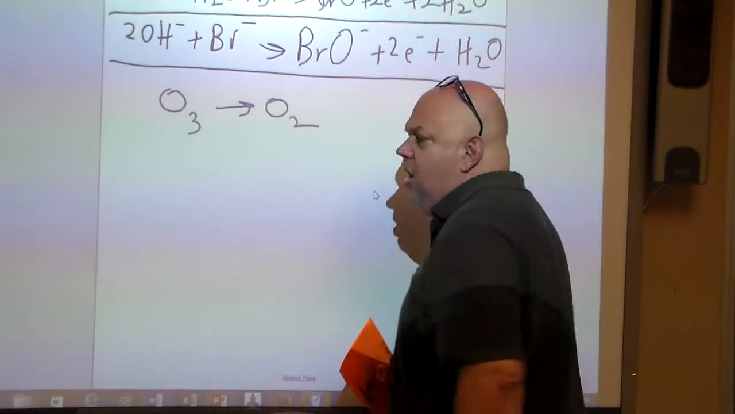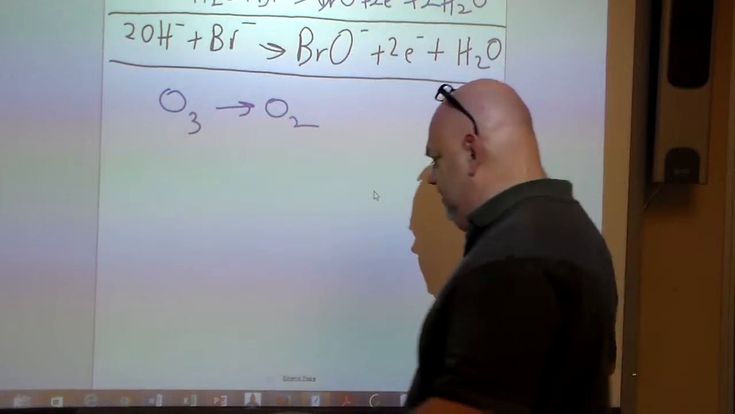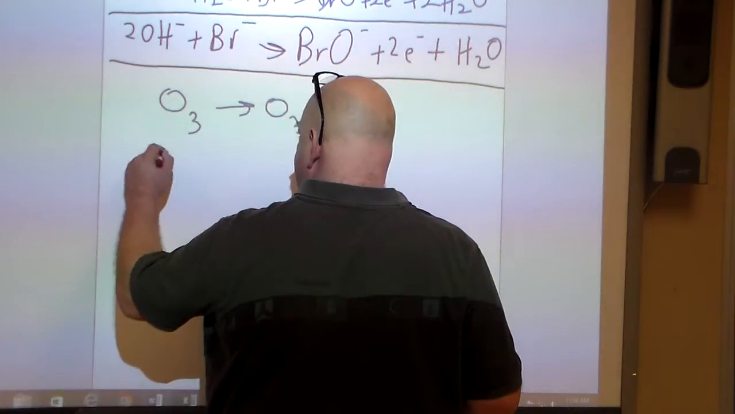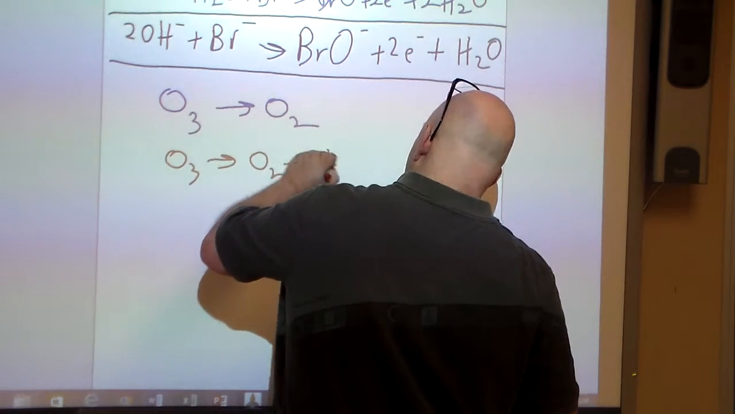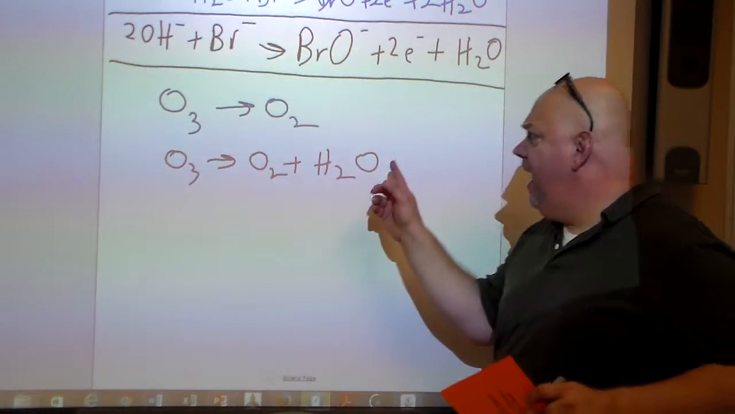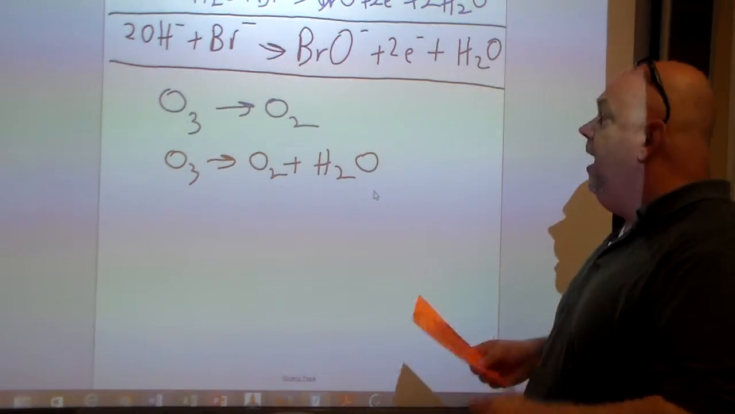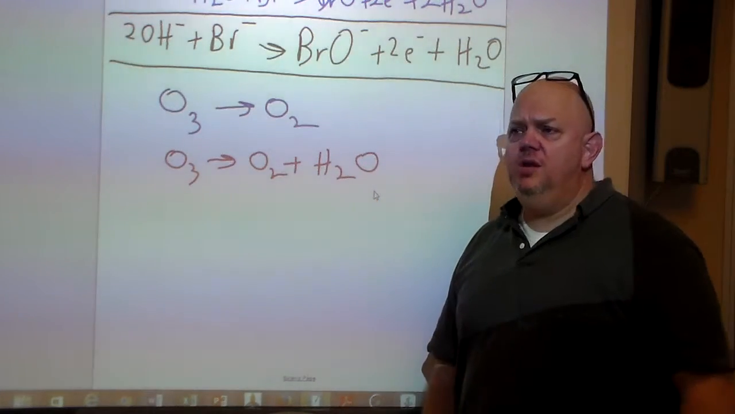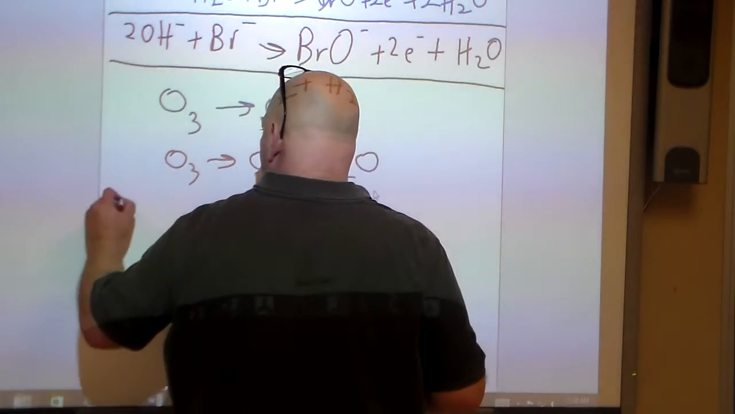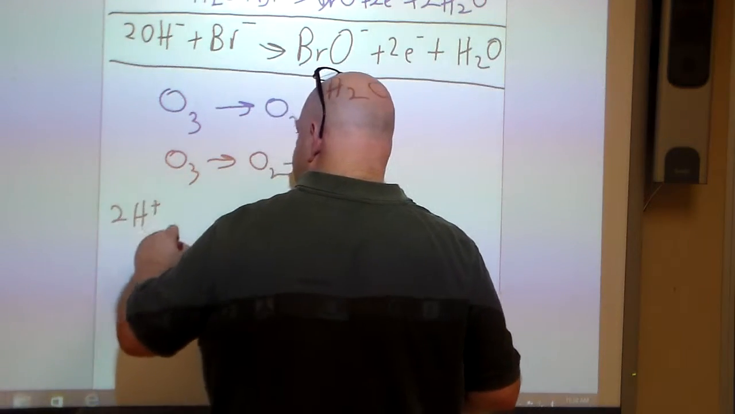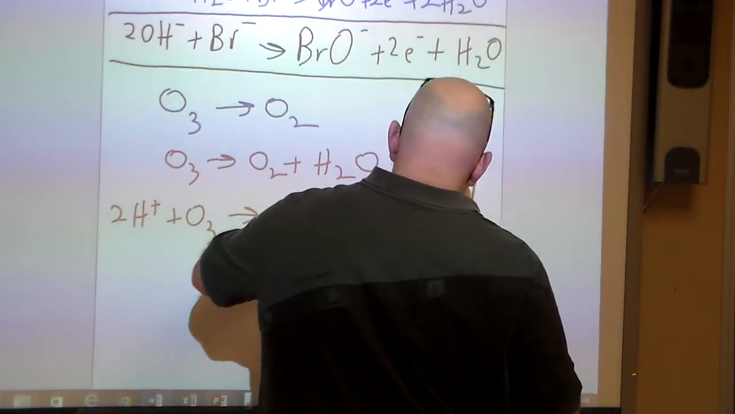This side is missing an oxygen. The only way we can balance that out, we have to add a water to it. So what that does, that gets us O3 gets us O2 plus H2O. Now we have balanced out the number of oxygens on this side by adding the water to it. However, now we have these extra hydrogen ions floating around. Where are we going to be adding those? Well, we're going to go ahead and add 2 hydrogen ions on this side, plus O3 gets us O2 plus H2O.